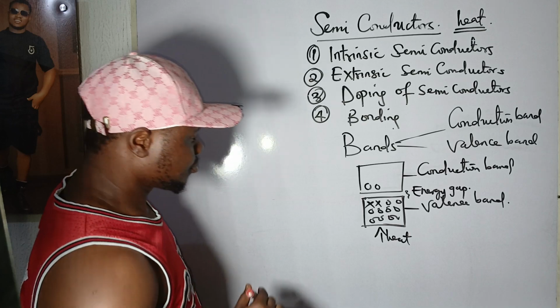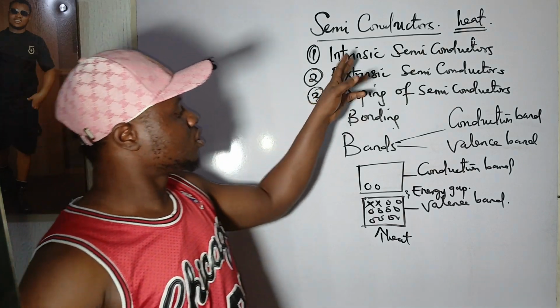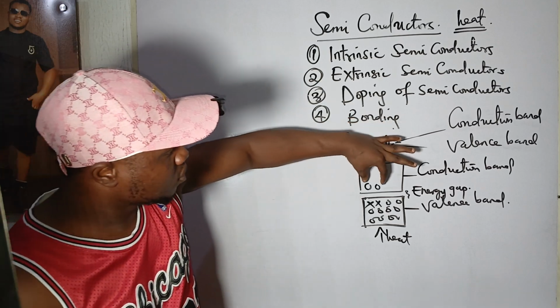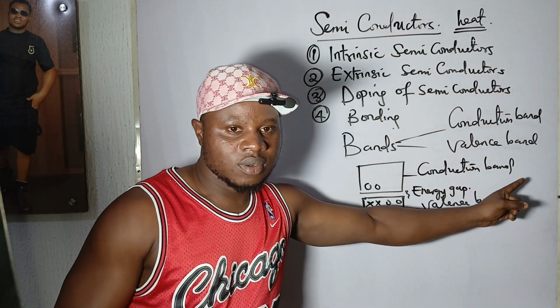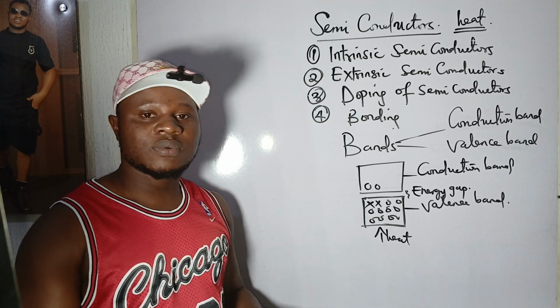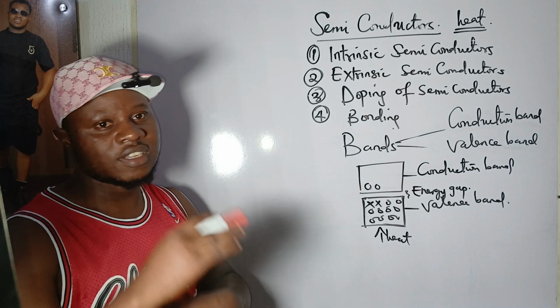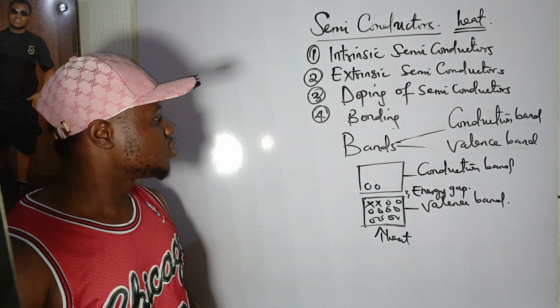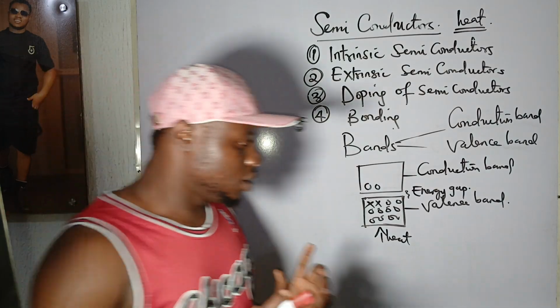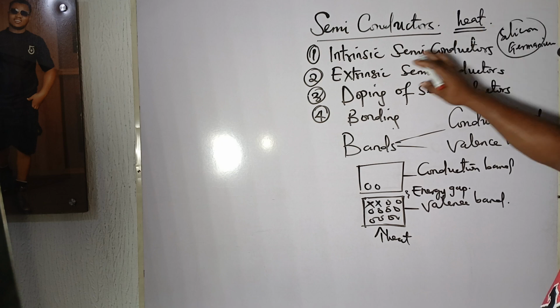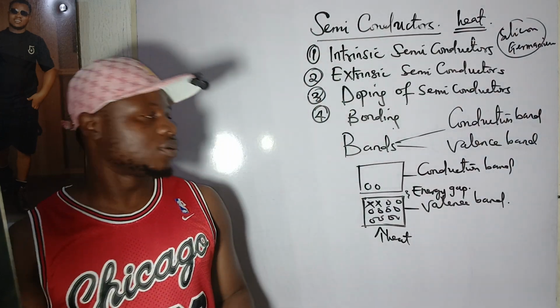So when we say intrinsic semiconductor, it means a semiconductor in which the number of electrons found in the conduction band is equal to the number of holes in the valence band. Such a semiconductor is called an intrinsic semiconductor. Here is where we have silicon and germanium. They are intrinsic semiconductors, pure semiconductors.